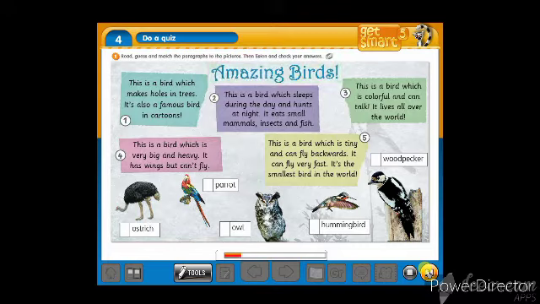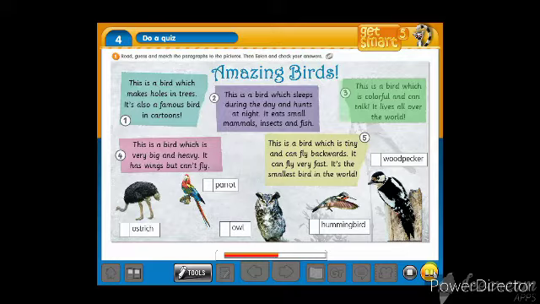Amazing birds. 1. This is a bird which makes holes in trees. It's also a famous bird in cartoons. Woodpecker. 2. This is a bird which sleeps during the day and hunts at night. It eats small mammals, insects, and fish. Alright, which one of these, except the woodpecker, it's the bird which sleeps during the day? The owl. The owl.